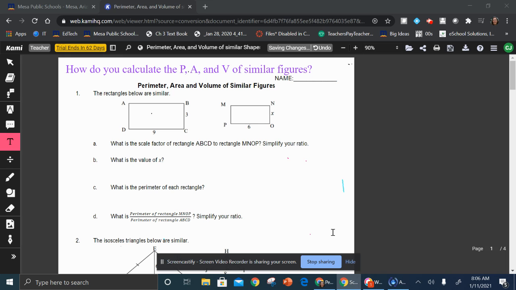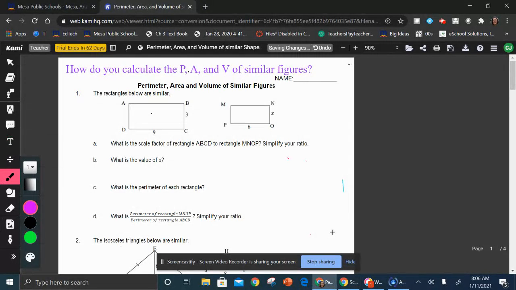Okay, good morning. So we're going to work on how do you calculate the perimeter, area, and volume of similar figures. Okay, so this one, everybody. So we're going to do that. This is going to be our first one. Okay, and this is going to be our second one.